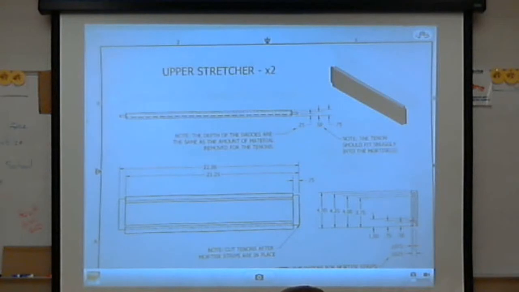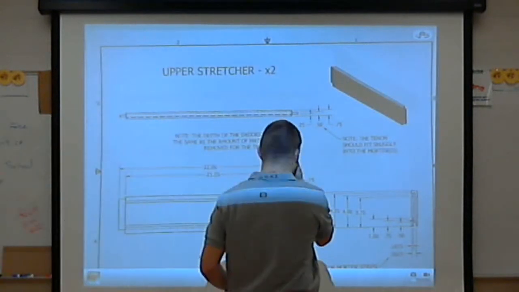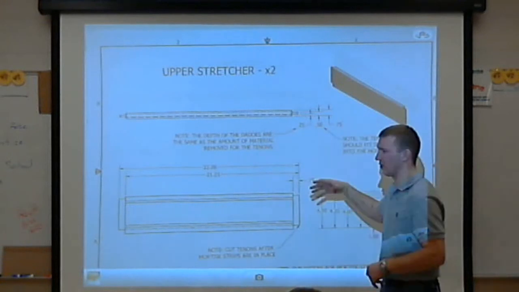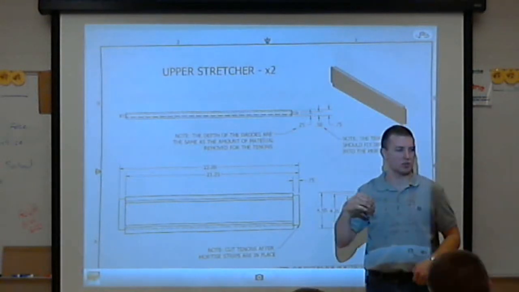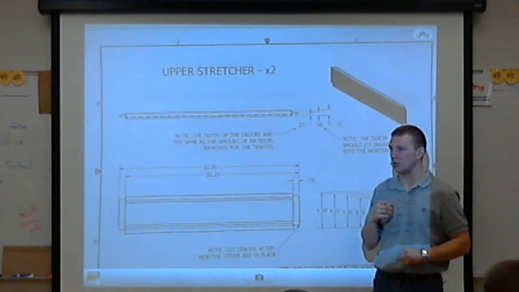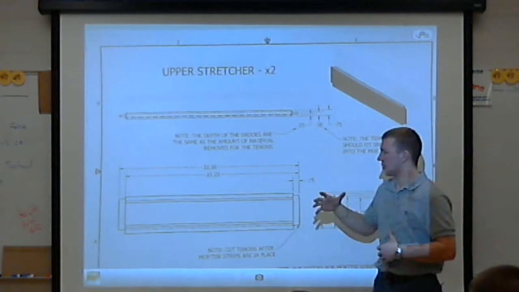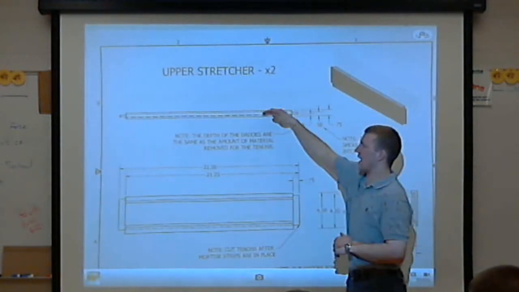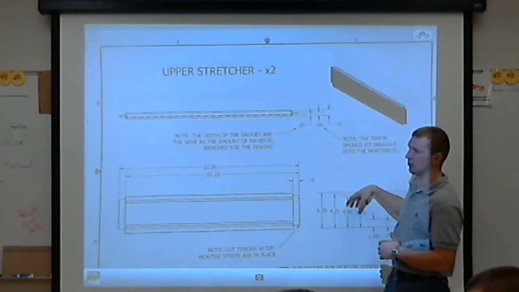Basically the packet for the entire class or for this project. What you'll end up having on here is multi-views. Does everyone know what a multi-view is? Yes? No? Okay. What it shows is an object's front, top, and right side view.